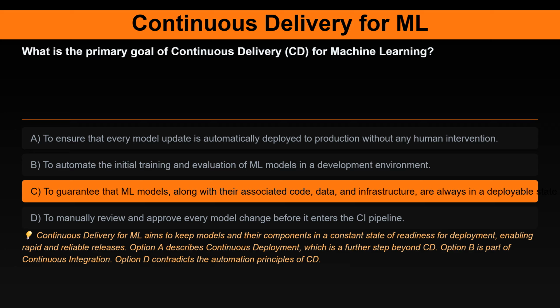The correct answer is: to guarantee that ML models, along with their associated code, data, and infrastructure, are always in a deployable state and can be released reliably and rapidly. Here's the explanation. Continuous delivery for ML aims to keep models and their components in a constant state of readiness for deployment, enabling rapid and reliable releases. Option A describes continuous deployment, which is a further step beyond CD. Option B is part of continuous integration. Option D contradicts the automation principles of CD.